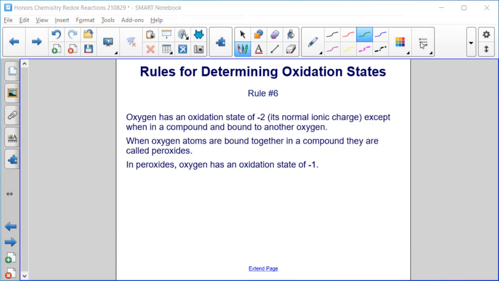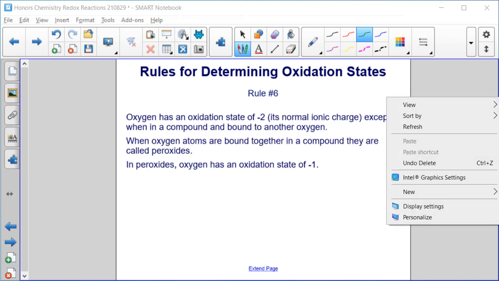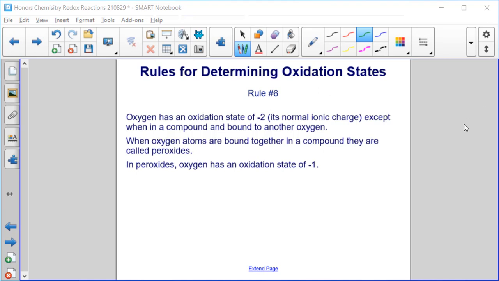All right, here is rule number 6 for determining oxidation states. Oxygen has an oxidation state of -2, its normal ionic charge, except when in a compound and bound to another oxygen. When oxygen atoms are bound together in a compound, they are called peroxides. In peroxides, oxygen has an oxidation state of -1.